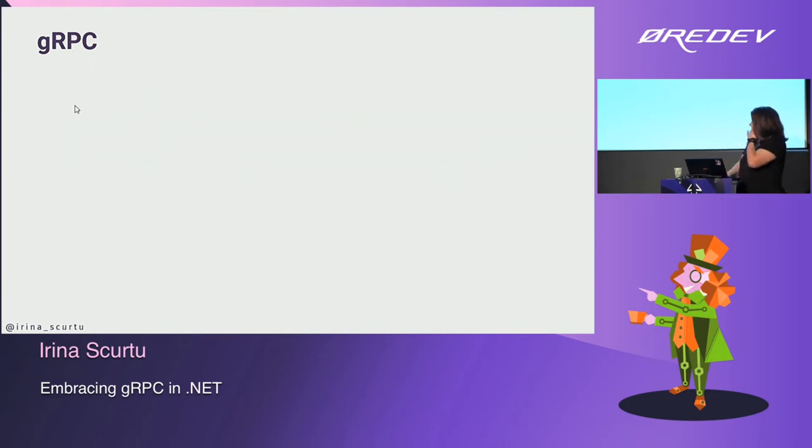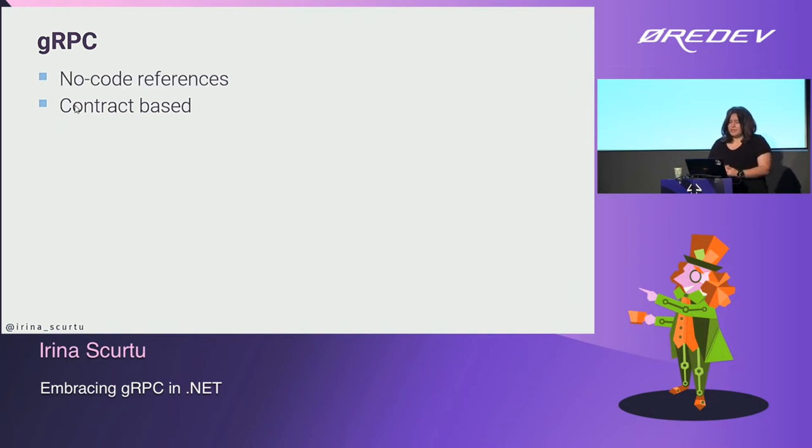So gRPC is contract-based. You'll have no code references, as I'll show you. It won't need you to add references to packages that are in your system. You won't have NuGet packages or HTTP clients packed and delivered to different parts of your system. Because now if you want to use something like a library, you need to right-click, add code reference, reference that specific library. With gRPC, that doesn't need to happen. I will show you, you just need to edit something.